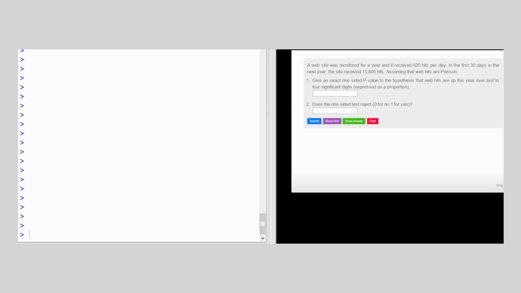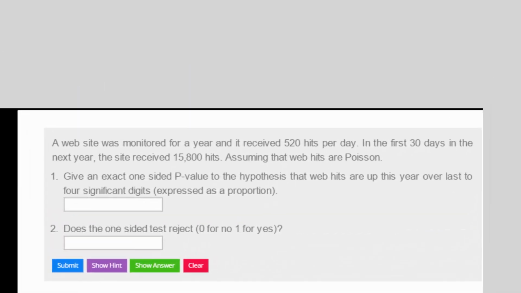Okay, the next one is quite similar. It's testing basically an exact Poisson rather than an approximate, rather than an exact binomial like in the previous problem. It says that last year we received 520 web hits per day. Important, remember that's per day. Then in the first 30 days of next year, the website received 15,800 hits.